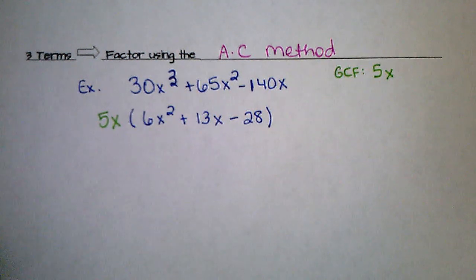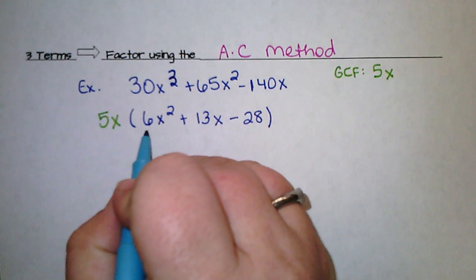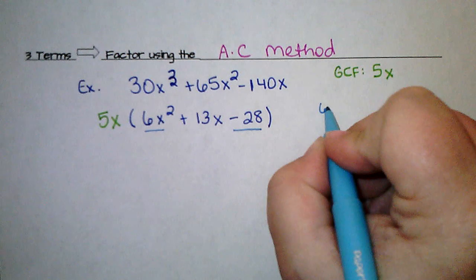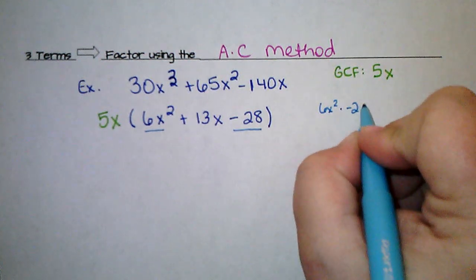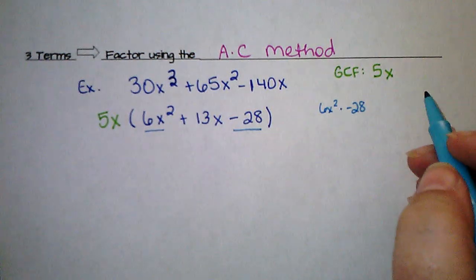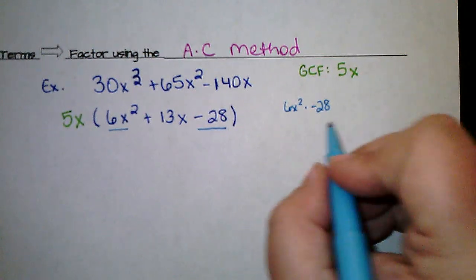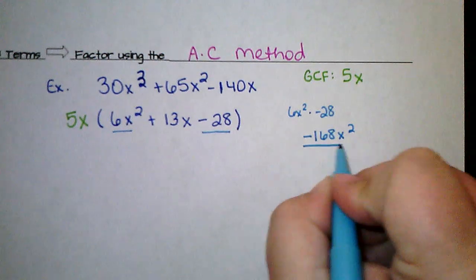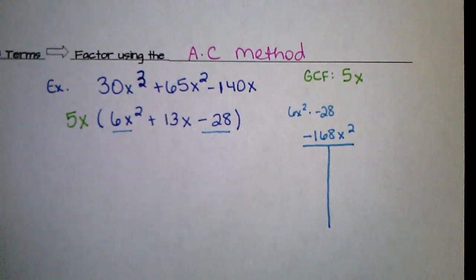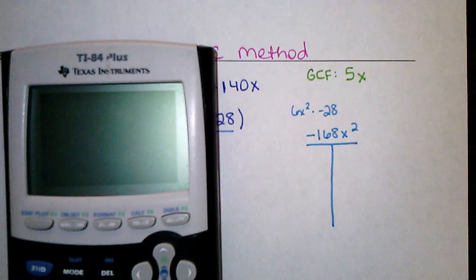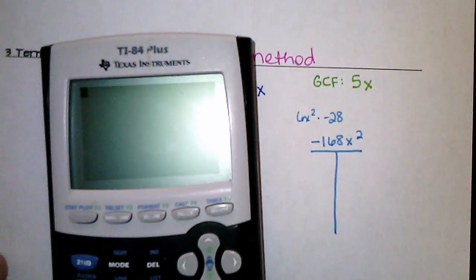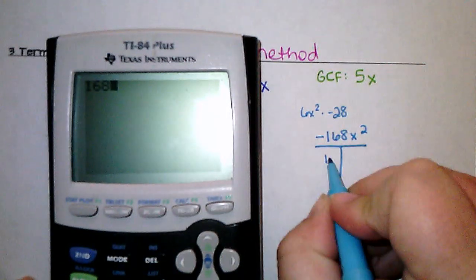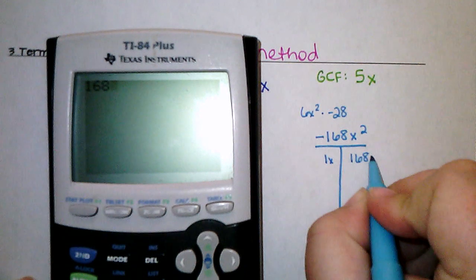Now to do the AC method, we are going to take our A term and multiply it by our C term. So 6x squared times negative 28. So 6 times negative 28 is negative 168x squared. So now we are going to start making our list. You can grab a calculator or use your head and just start dividing. So 168, I know I'm going to have 1x and 168x.